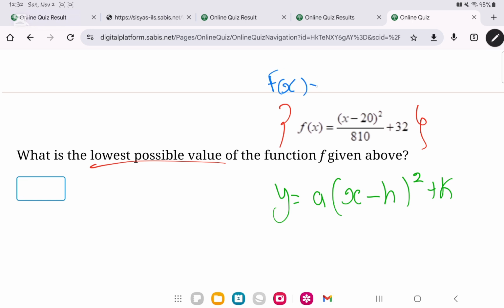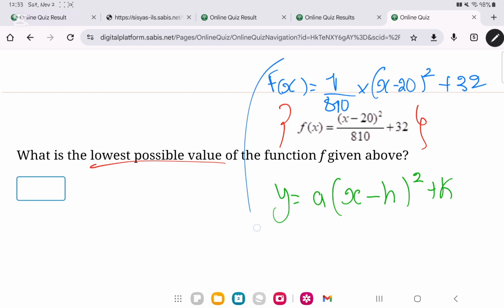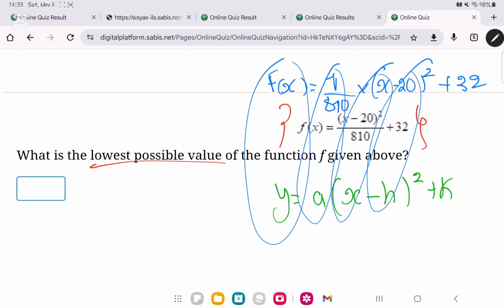That's like f(x) is equal to 1 over 810 times (x minus 20) squared. So basically, just move the 810 and then it becomes 1 over 810 and then times (x minus 20) squared, then plus 32. Now looking at it, we have everything. We have f(x), we have a, we have x, we have h, and we have k.